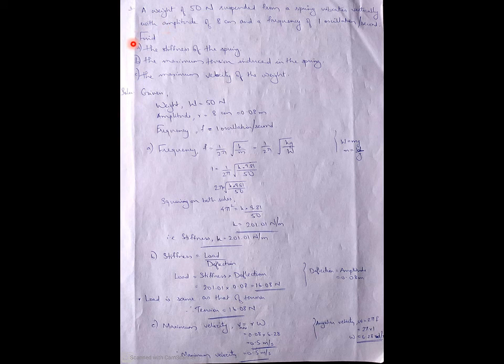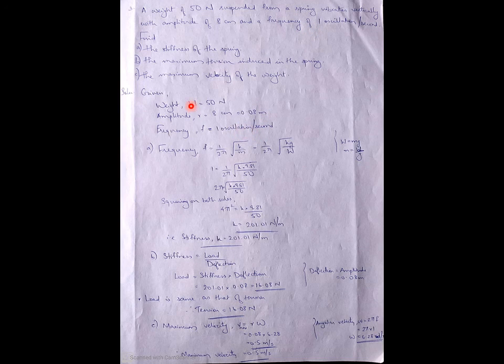Next problem. A weight of 50 Newton suspended from a spring vibrates vertically with amplitude of 8 cm and a frequency of 1 oscillation per second. Find the first one, stiffness of the spring. Second one, maximum tension induced in the spring. Third one, the maximum velocity of the weight. So what all things are given? Weight is given, which is 50 Newton. Amplitude is given 8 cm, convert into meters, so it is 0.08 meters. Frequency is 1 oscillation per second.